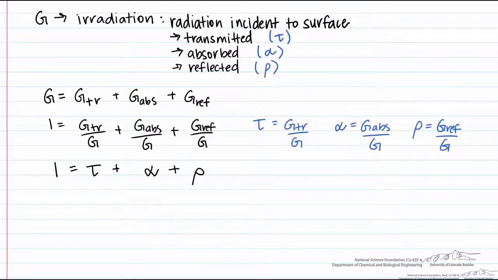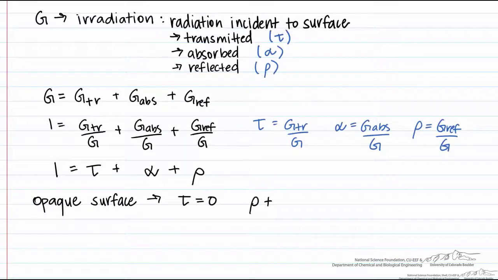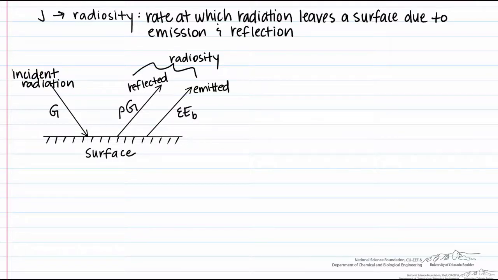Now we can simplify this by defining what's known as an opaque surface, and that means that there's no transmission. So rho plus alpha is going to equal 1. So next we'll talk about our radiosity, J, and this encompasses all the radiation that leaves the surface. Certainly, one part of it is going to be that emissive part. So this can equal E plus G.